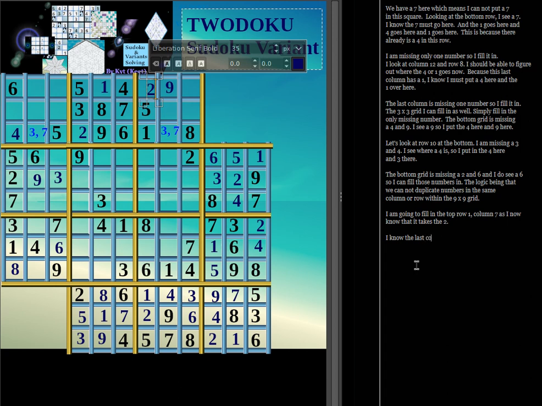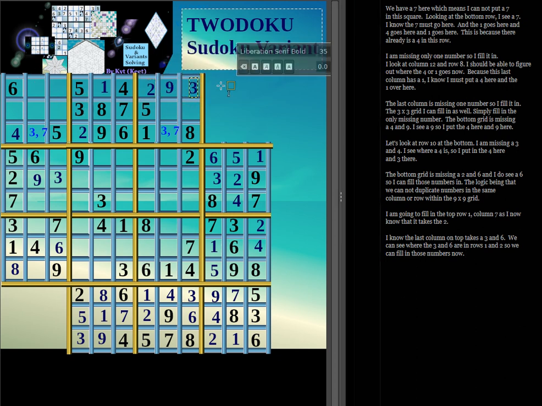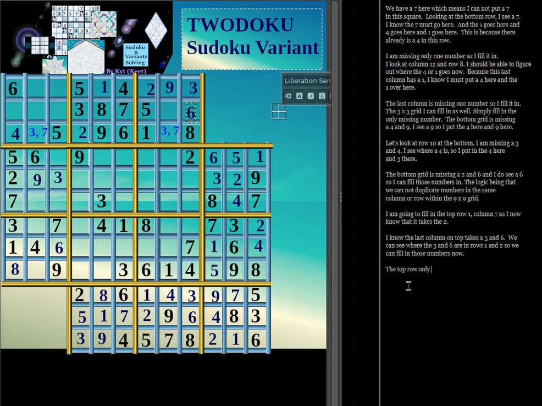I know the last column on top takes a 3 and 6. We can see where the 3 and 6 are in rows 1 and 2, so we can fill in those numbers now. The top row only needs a 7 and 8. I see a 7 in column 3, so put the 7 in column 2 and the 8 in column 3.